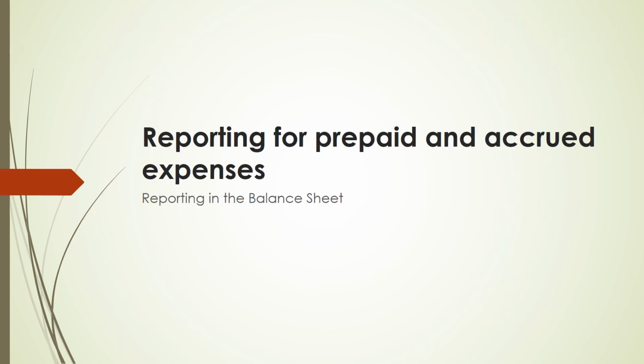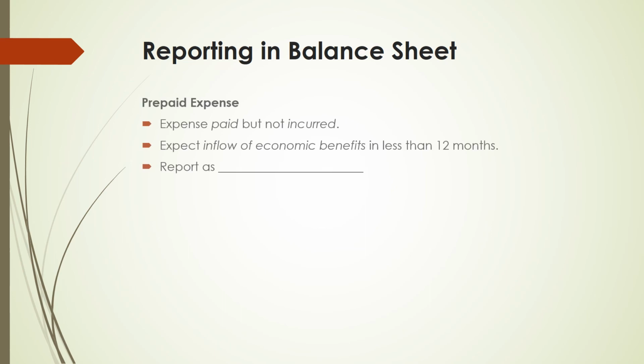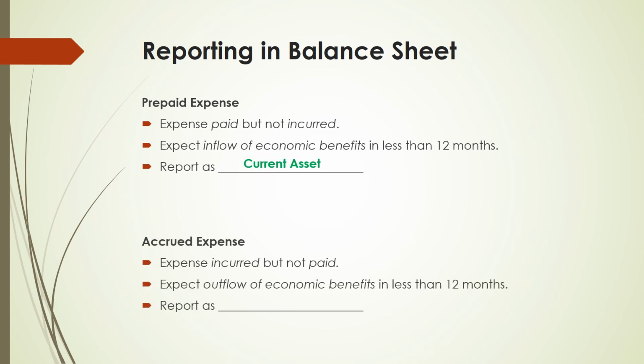Now that we understand the nature of prepaid and accrued expense, we can report them accordingly in the balance sheet. So prepaid expense is an expense that is paid but not incurred. Therefore, we expect an inflow of economic benefits in less than 12 months. As such, we report it as a current asset in the balance sheet. On the other hand, the accrued expense is an expense that has been incurred but not paid. Therefore, we expect an outflow of economic benefits in less than 12 months. Therefore, we report it as a current liability in the balance sheet.